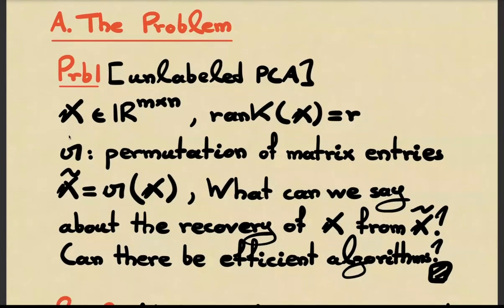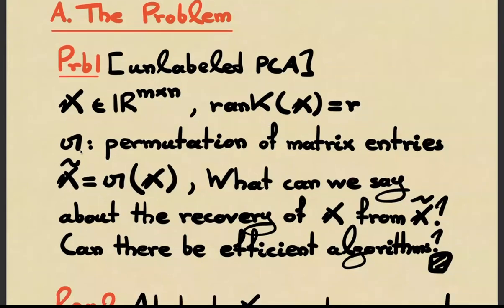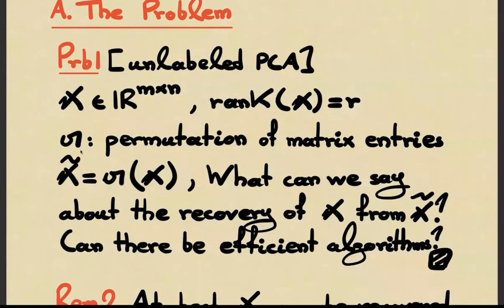We have a matrix X, which for now, let's take it to be a real matrix, m by n. And its rank is r. And let pi be a permutation of the matrix entries, could be any permutation. So X tilde is the permutation of X under that pi. Now, the question is very simple. What can we say about the recovery of X from X tilde? Can there be efficient algorithms?